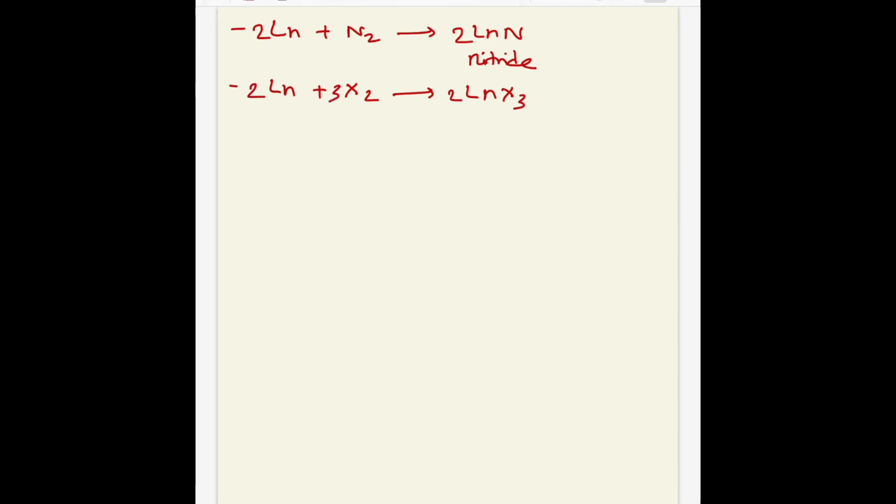The next point we can see is that lanthanoids react with nitrogen and form lanthanoid nitride. Next reaction, Ln is any lanthanoid element. When it is reacted with a halogen, we get lanthanoid halide.